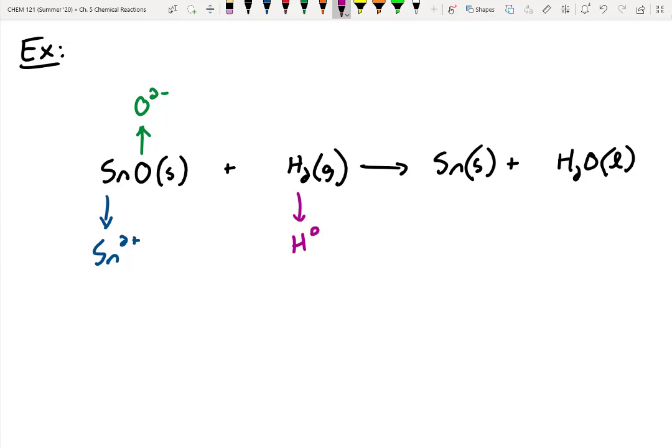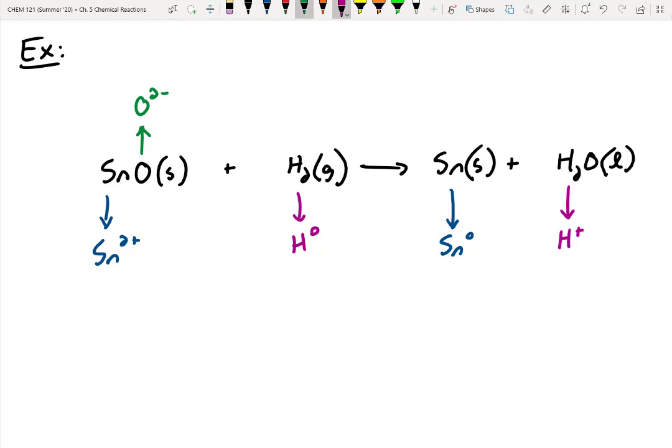All right, so let's go to the right-hand side. On this side, now tin is by itself, which means that tin must be 0. So I'm just going to put a little 0 there as its oxidation number. And then if I go to hydrogen, this hydrogen is no longer elemental, right? And because it's not elemental, we're going to treat it as an ion. So in this case, it's just going to be H+. All right, so not too bad.